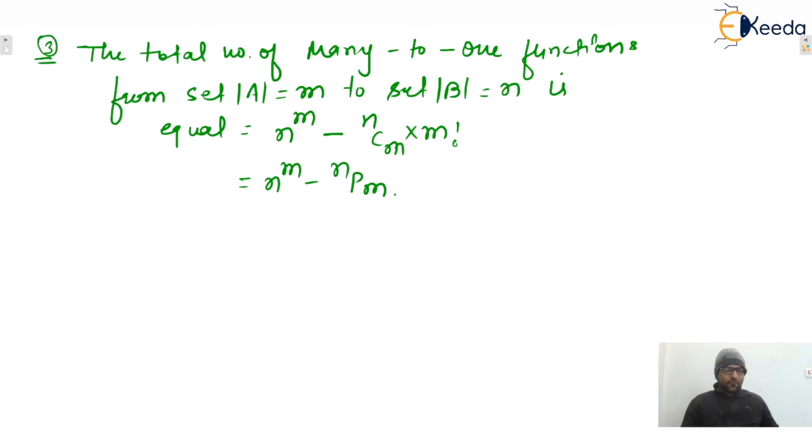Next one, write down the fourth one. That is the number of onto functions.